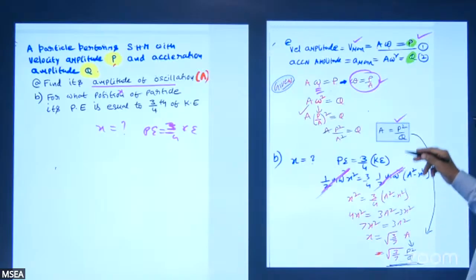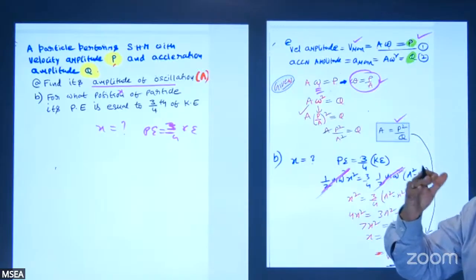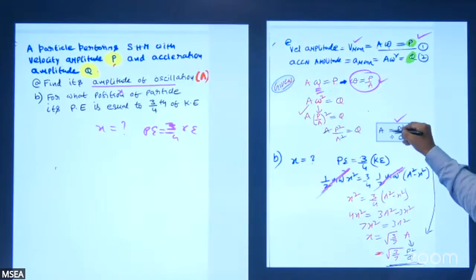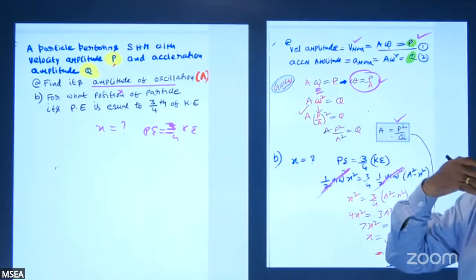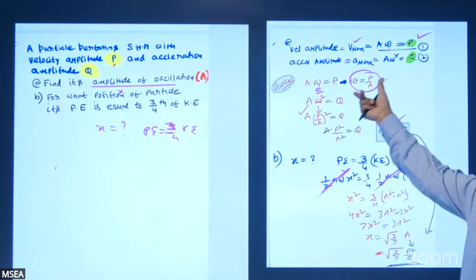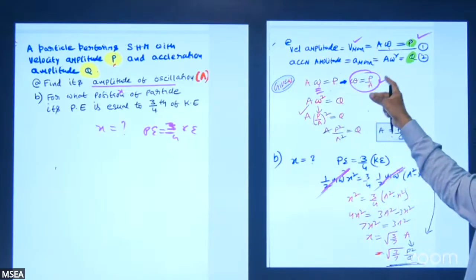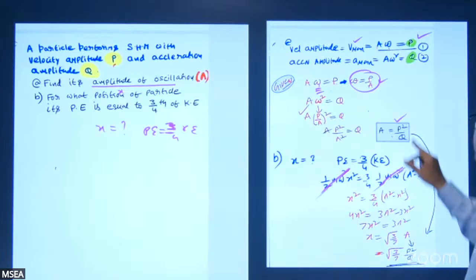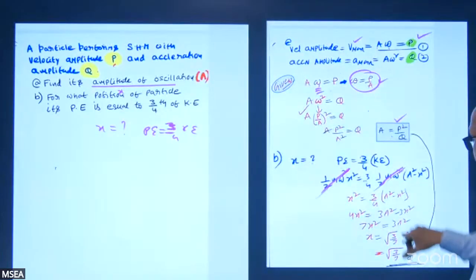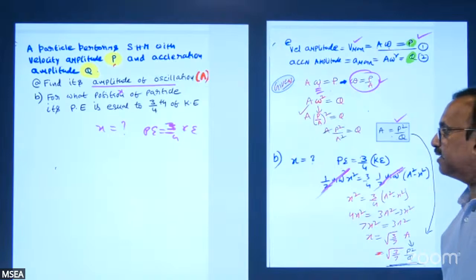So instead of giving the amplitude directly, you have to calculate the amplitude and go for it. In the entrance exams, they give the amplitude directly as A. But here, you have one extra step: find out the amplitude first in terms of P and Q, and get the answer.